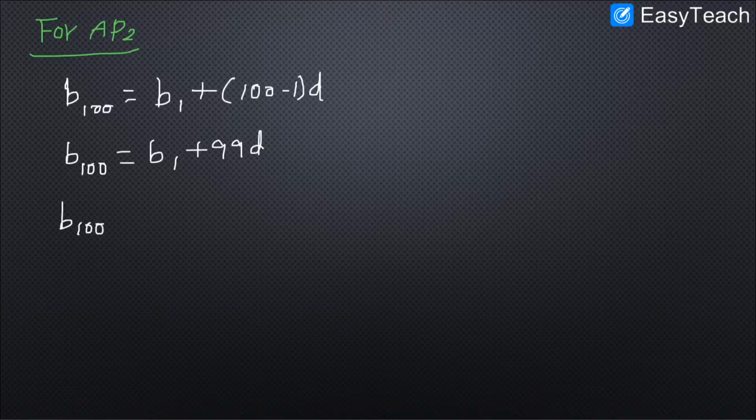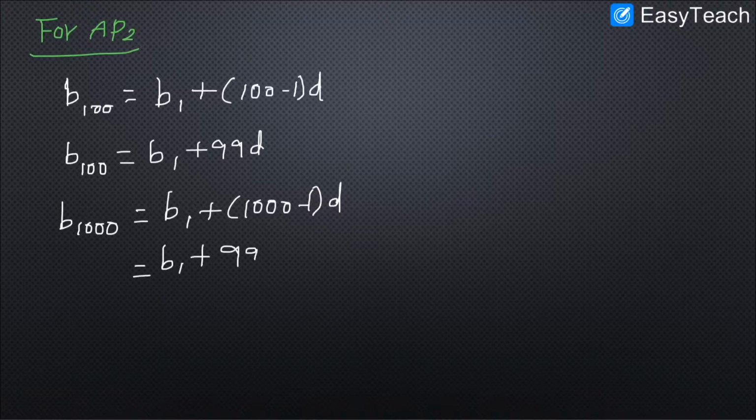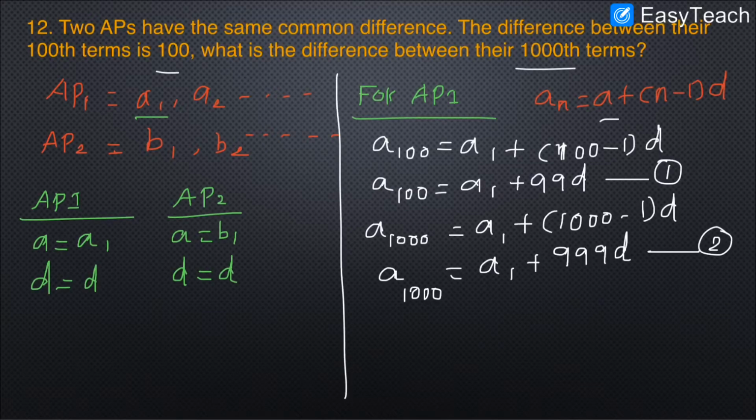And what is the 1000th term of AP2? For that I use the same formula, B1 plus 1000 minus 1 into D, so B1 plus 999D. This is our 1000th term. This is 3, this is 4. We just found both the 100th and 1000th terms for both AP1 and AP2.